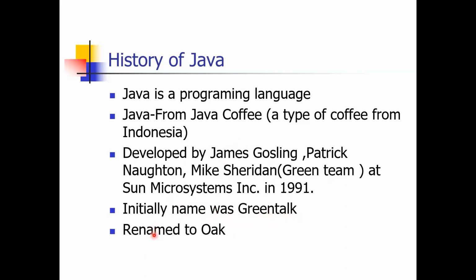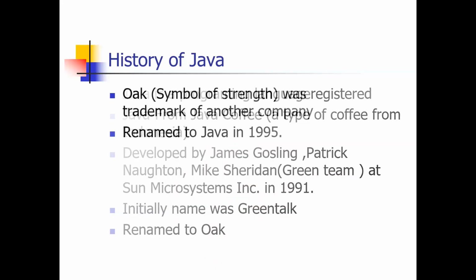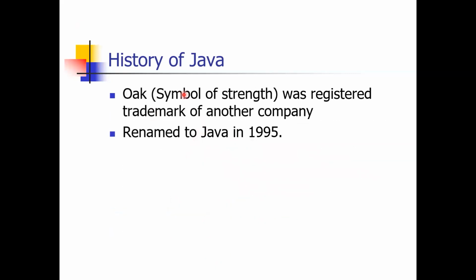After that, it was renamed to Oak. What is Oak? Oak was an oak tree, a symbol of strength. But soon they realized that Oak was a registered trademark of another company. Hence, it was renamed to Java in 1995. So that was a short history of Java.